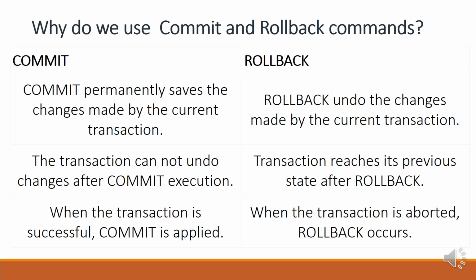Why do we use commit and rollback commands? Commit permanently saves the changes made by the current transaction. Rollback undoes the changes made by the current transaction. The transaction cannot undo changes after the commit execution. The transaction reaches its previous state after rollback. When the transaction is successful, commit is applied. When the transaction is aborted, rollback occurs.